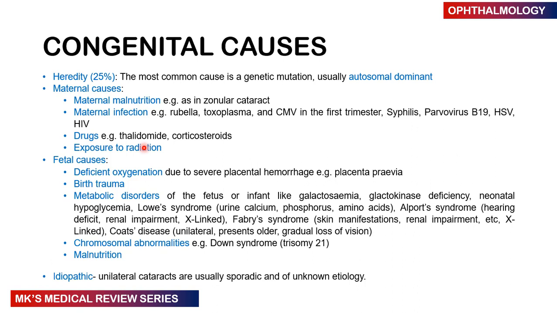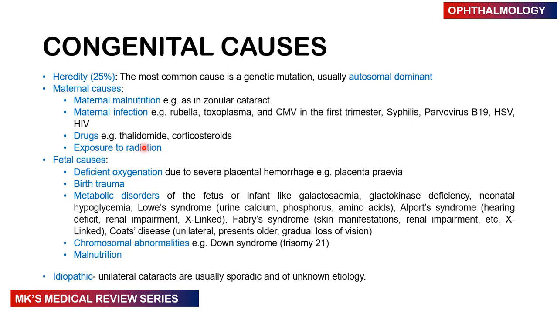You may have Alport syndrome, which is also associated with hearing impairment. It's also associated with renal defects. It's also an X-linked condition. You may have Fabry's syndrome, which has characteristic skin lesions. You may have renal impairment. It is also an X-linked disorder.